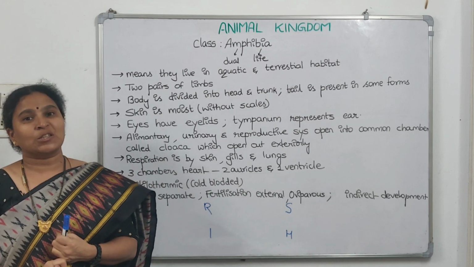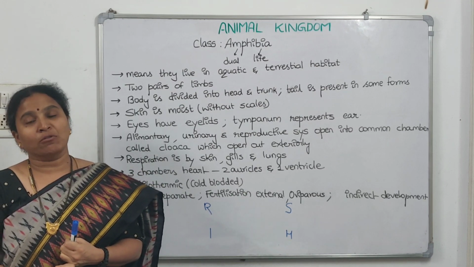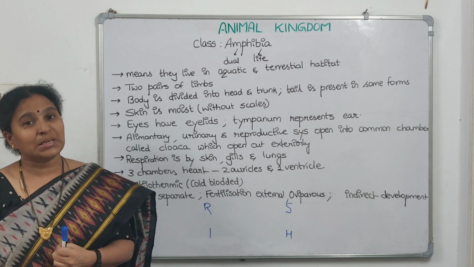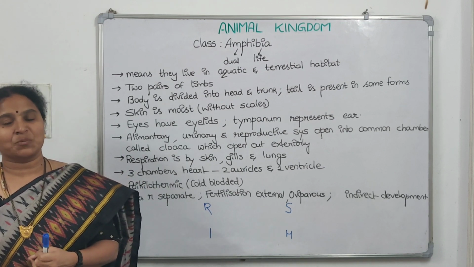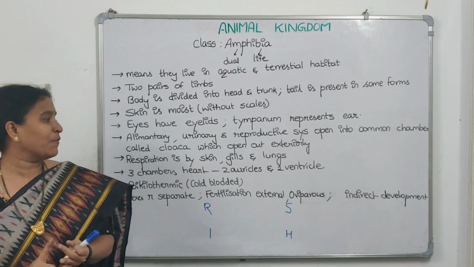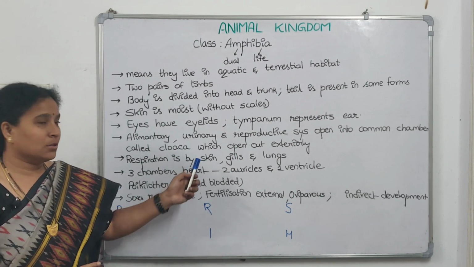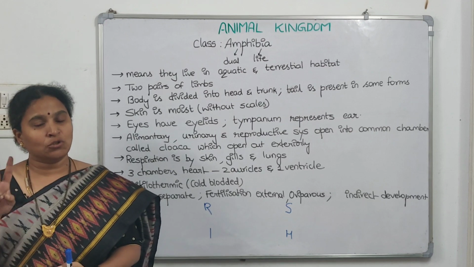Tadpole larva respires by gills. Respiration is by mouth, buccal respiration. Respiration is by skin, cutaneous respiration. Respiration is by lungs, pulmonary respiration. It does respiration by lungs, by gills, by pharynx, mouth and skin also. Now in fishes we told heart is 2-chambered.